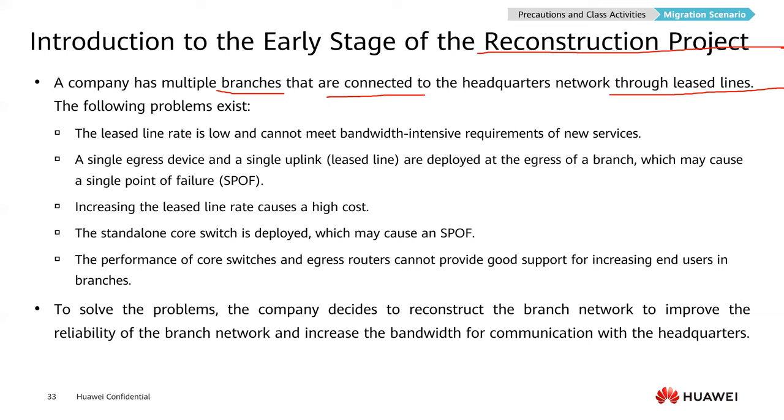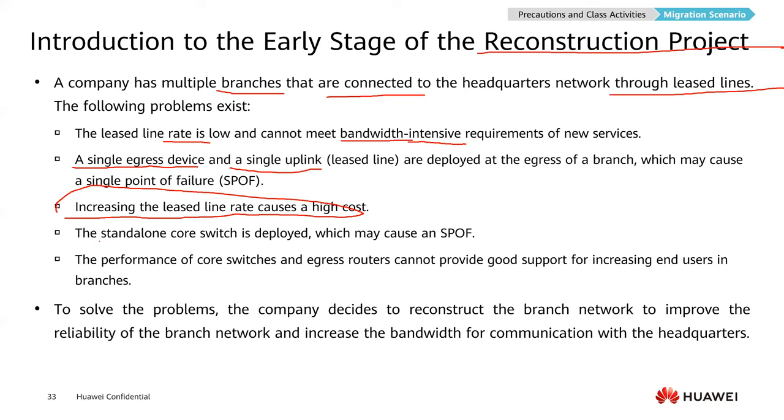The first is that the rate is low, and now we need to improve our bandwidth to meet some bandwidth-intensive services. And a single egress device and a single uplink are deployed at the egress of the branches, which shows that it is a single point of failure. So we need to increase the leased line rate. If we choose to increase the leased line's rate, you should know that it will be very expensive.